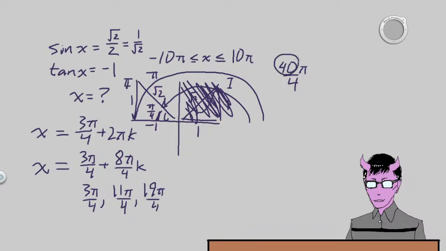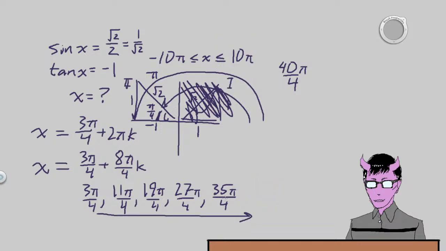This 19 is still below the 40, so we are still within domain. So add one more 8 to that. 27 pi over 4, still good. Add one more 8 to that. 35 pi over 4, and we're going to stop right here because 35 pi is very close to this 40. Adding one more 8 is going to take us past 10 pi. So just to illustrate the point, it'll take us to 43 pi over 4. And this is well past our restriction.